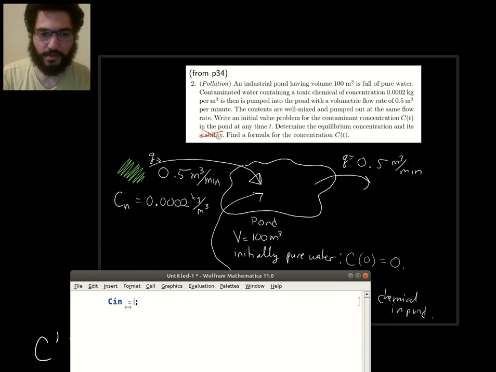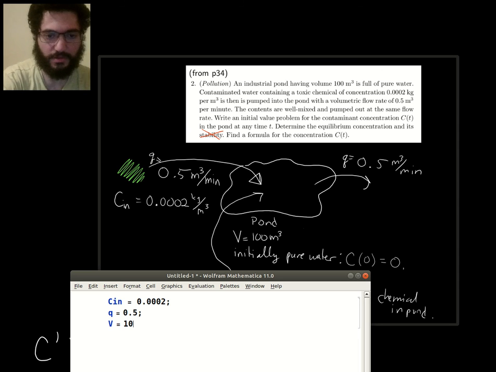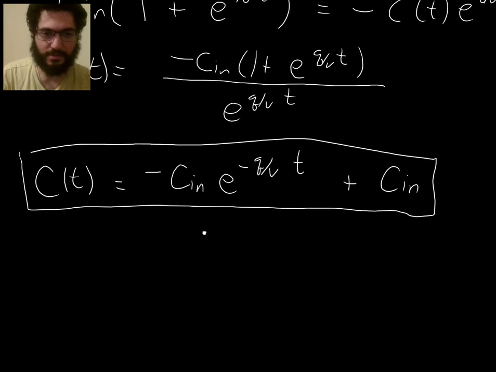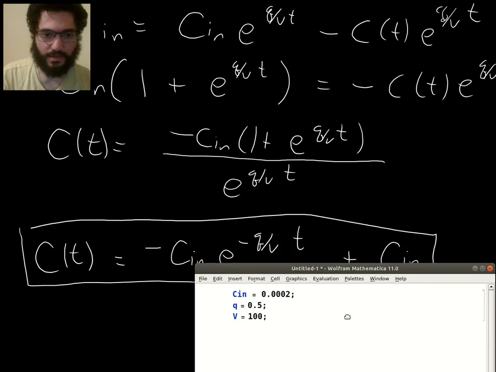Okay, so here's my Mathematica. I'm just going to define what the constants are so I don't have to type in specific numbers repeatedly. So Cn is going to be 0.0002, and Q will be 0.5 from here, and V will be 100. That was over here. And I think those are all the constants. Here's my solution, and let me go ahead and try to plot that.